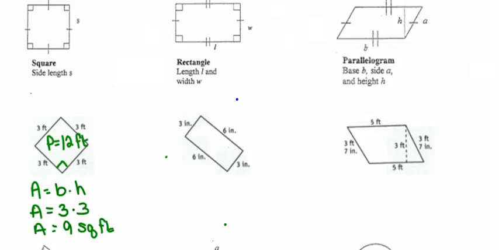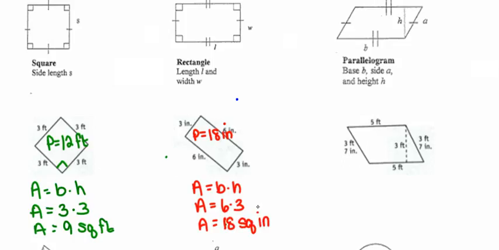For the next one, the rectangle, to find the perimeter, again, we're simply going to take and add the length of each side. So 3 plus 6 plus 3 plus 6 gives us a perimeter of 18 inches. And again, to find the area, we're going to use the formula area equals base times height. And when we multiply the 6 times 3, we end up with 18. But remember that area is always measured in square units. So 18 square inches.